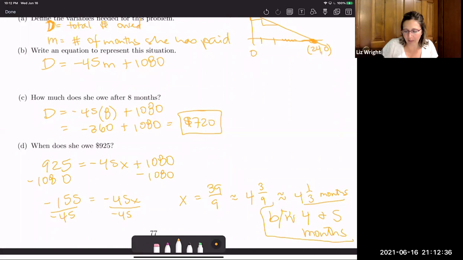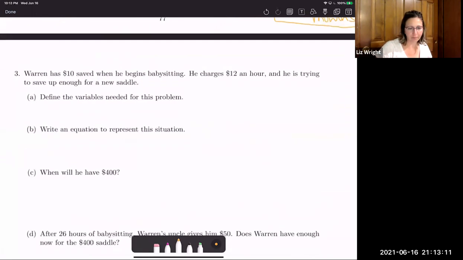I'm pausing on this one because it's also kind of a trick question, because when does she ever actually owe $925? Well, she doesn't ever actually owe $925 because that's not one of the numbers she owes. That's not going to be the number that's on her payment plan, right? But she's going to owe approximately $925 in between 4 and 5 months. So I guess it depends on how picky you want to be on answering this question. All right. Let's go to the next one.